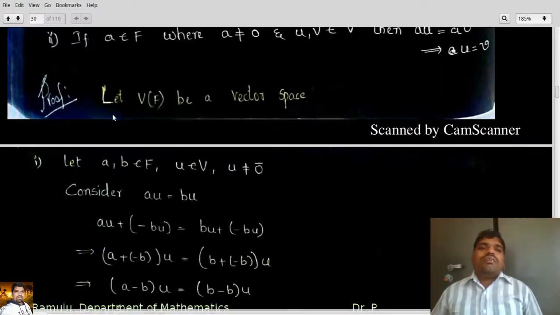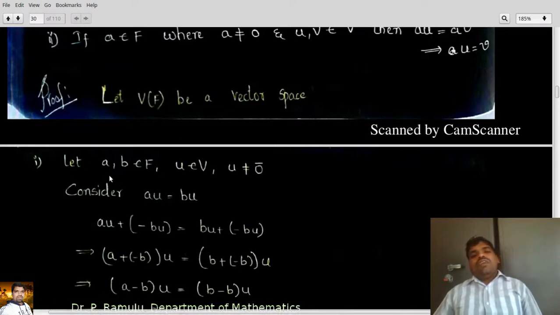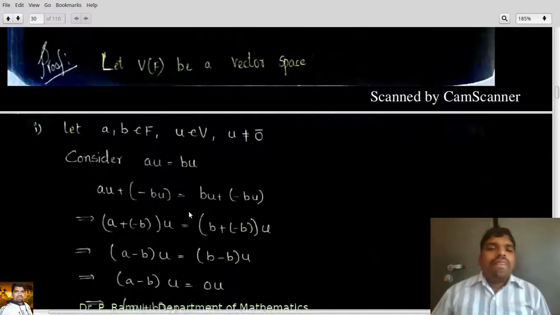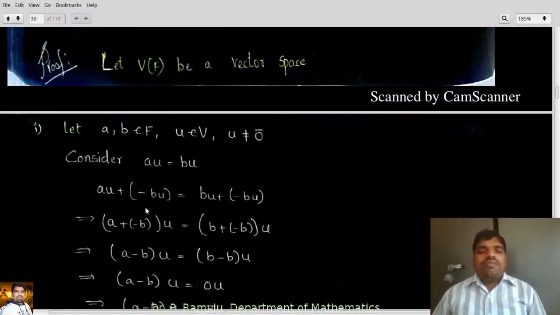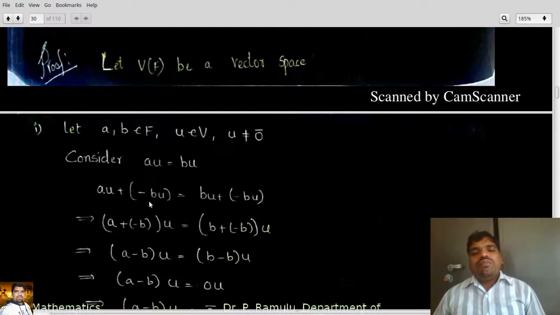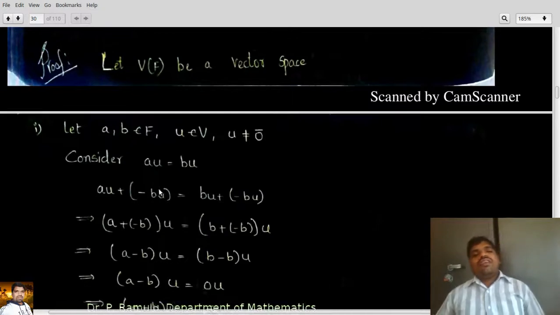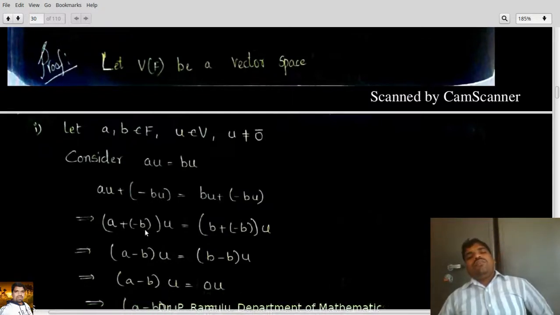Let me take V over a vector space. Let a belongs to F, u belongs to V, u not equal to 0 bar. Consider a u equal to b u. So what I am doing now here? Adding minus b u to both sides. Then a u minus b u plus b u minus b u. Taking u common out by the definition of vector space, I can write a u minus b u is equal to a plus minus b into u.